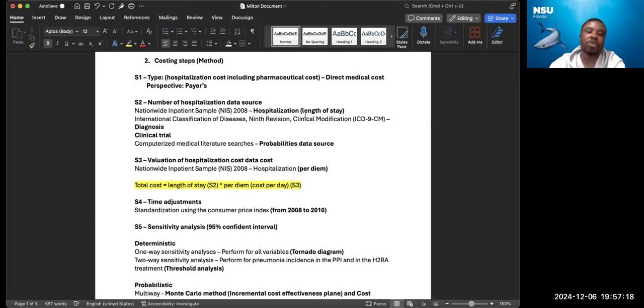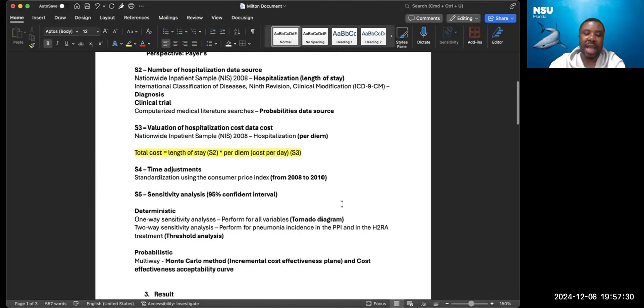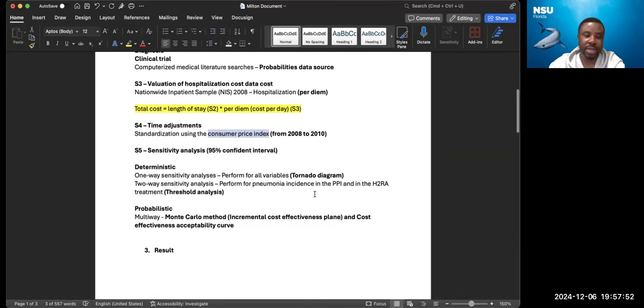So for example, in this case, we are going to multiply the step 2, which is the length of stay, times the per diem cost. That's cost per day. So that will give us the total cost. And then for the time adjustment, I've explained that already. I've said that if you see the consumer price index, don't think about any other thing than thinking about standardization. If you see discount factor, think about discounting. And normally the discount factor is either 3 or 5. So they standardized from 2008 to 2010.